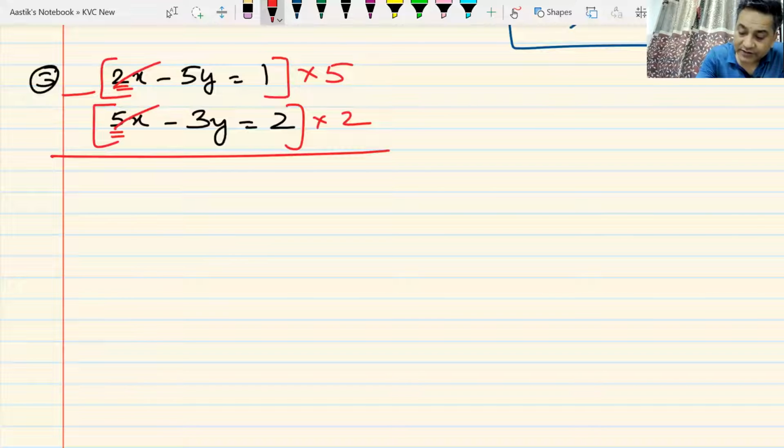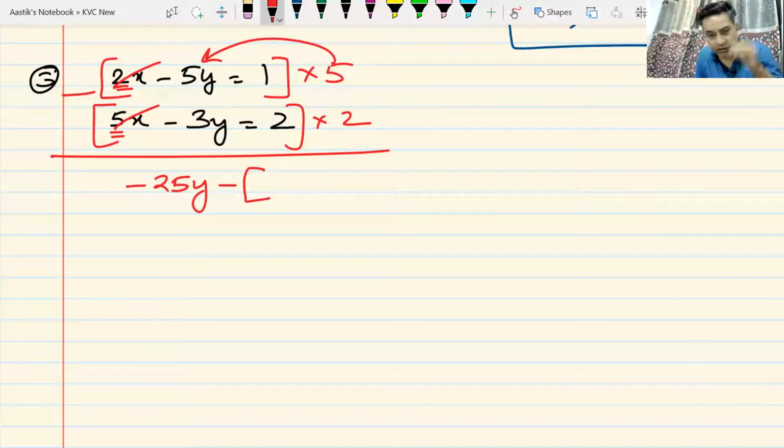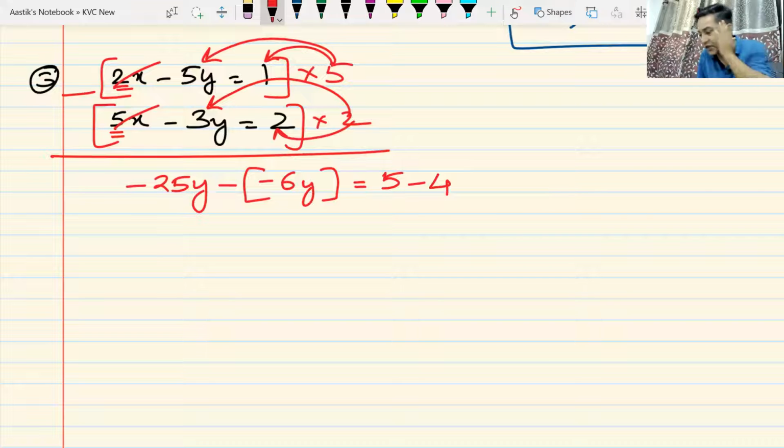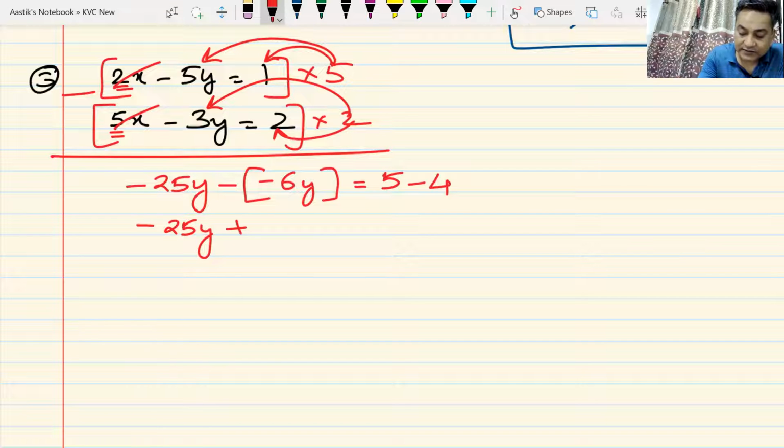On the numerator side, we have 5 multiplied by minus 5. It is minus 25y. Minus, just write it like this so that you don't make a mistake. 2 multiplied by minus 3 is minus 6y. That should be equal to 5 multiplied by 1 is 5. 2 multiplied by 2 is 4. 5 minus 4. So what do I have? Minus 25y minus minus becomes plus 6y equals, no, plus 1. See, I also made a mistake.